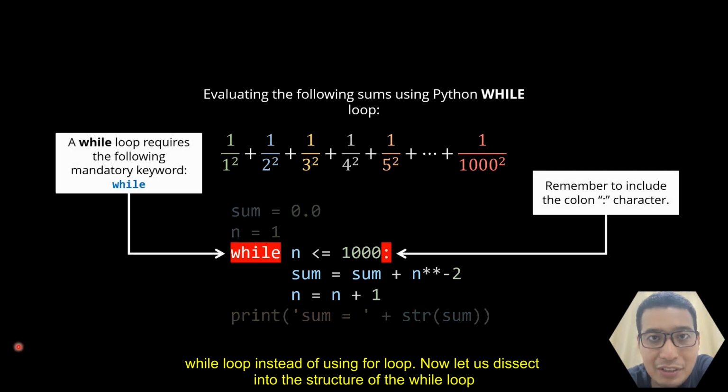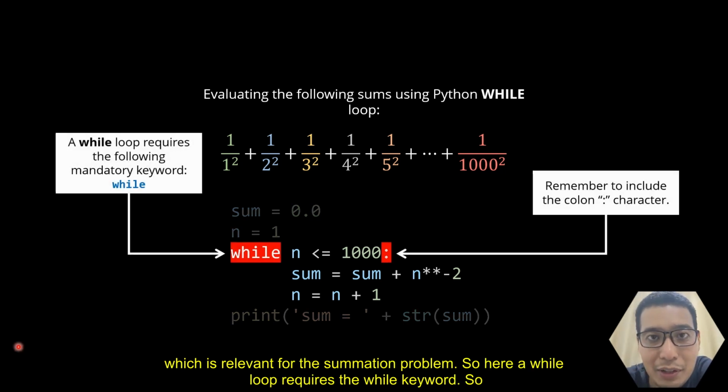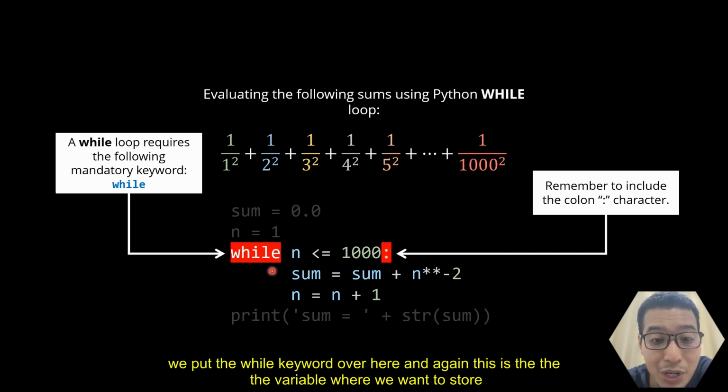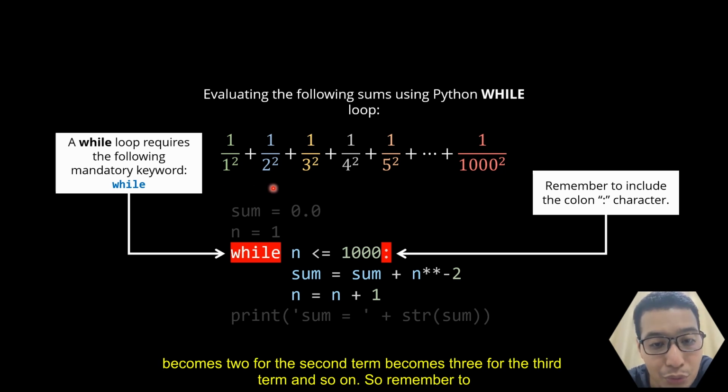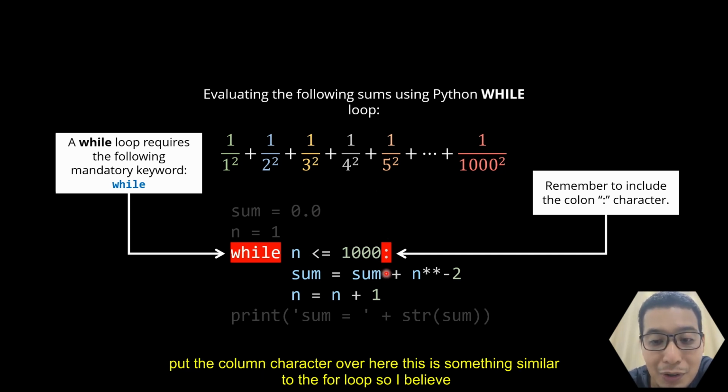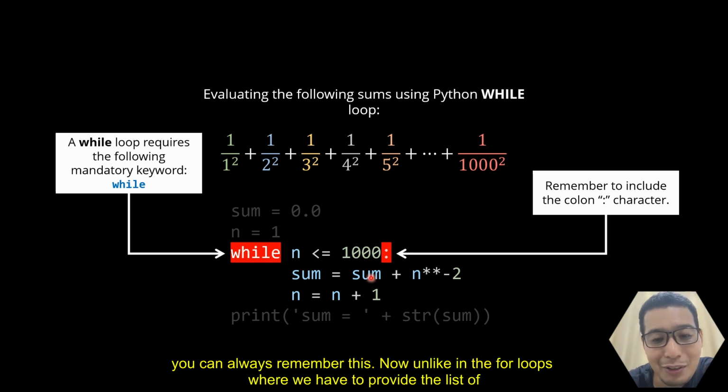Now let us dissect the structure of the while loop, which is relevant for the summation problem. Here, a while loop requires the while keyword. So we put the while keyword over here. And again, this is the variable where we want to store the iteration value. For instance, we want n equals 1 for the first term, and then n becomes 2 for the second term, 3 for the third term, and so on. So remember to put the colon character over here. This is similar to the for loop. So I believe you can always remember this.